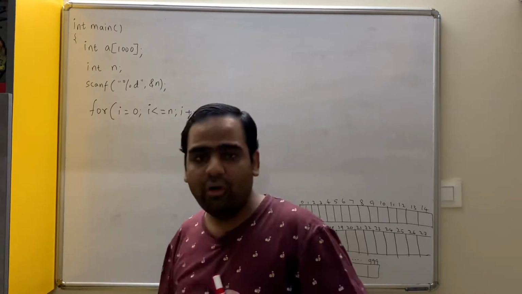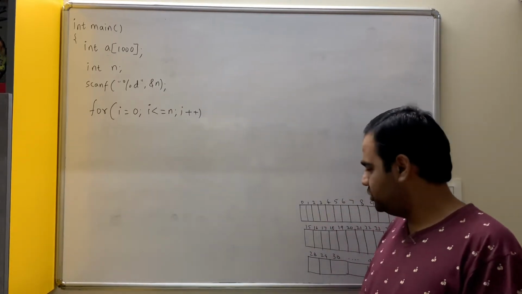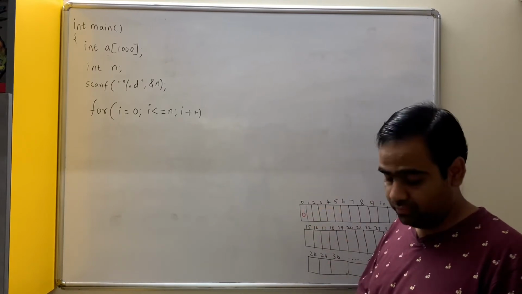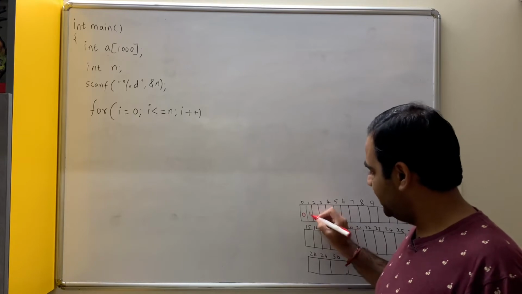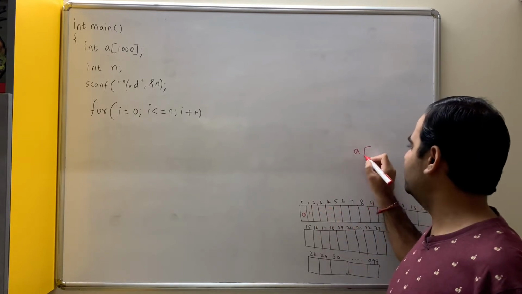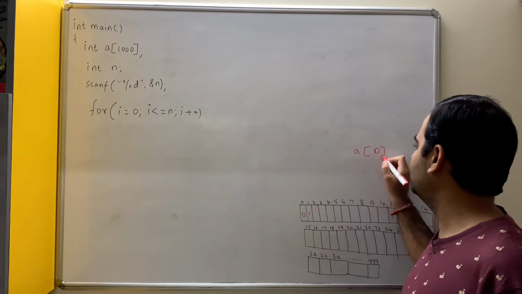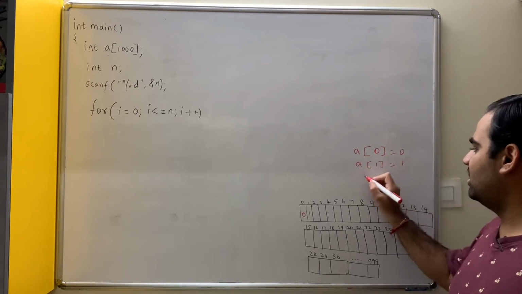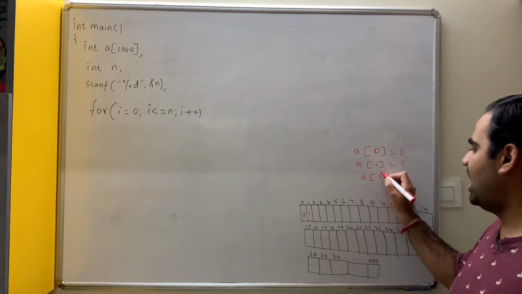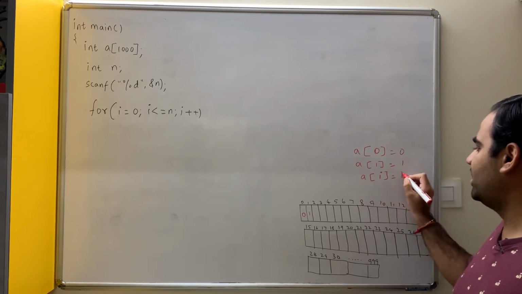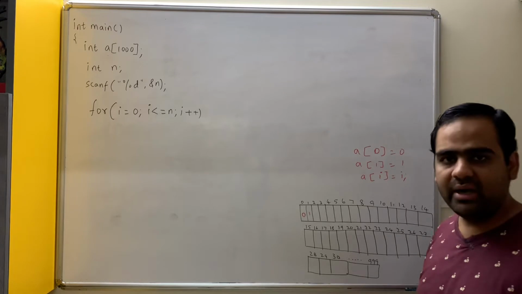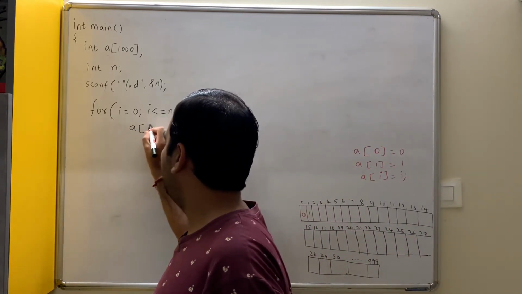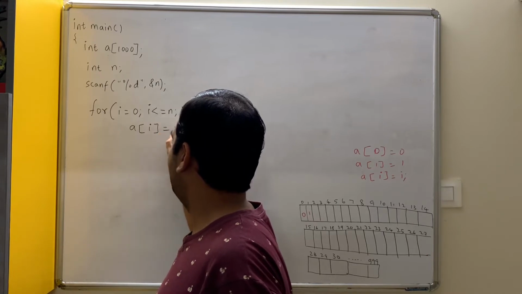Now if the value of i is 0, what you need to store here? You need to store 0. If the value of i is 1, it is 1. In general, what do you store at a of i? a of 0 is 0, a of 1 is 1, and in general you write a of i gets the value of i. Therefore I say here a of i gets the value of i.